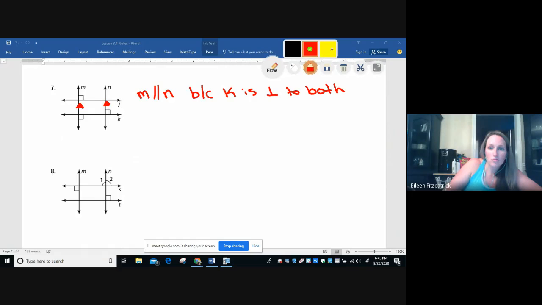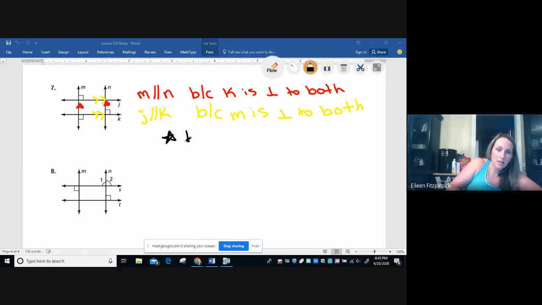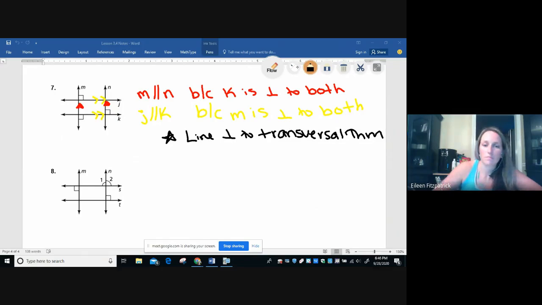And then likewise, you know that J is parallel to K because N is perpendicular to both. So J is parallel to K because M is perpendicular to both. All right. And for both of those, I just kind of explained it, but that's again using the lines perpendicular to transversal theorem. Okay.